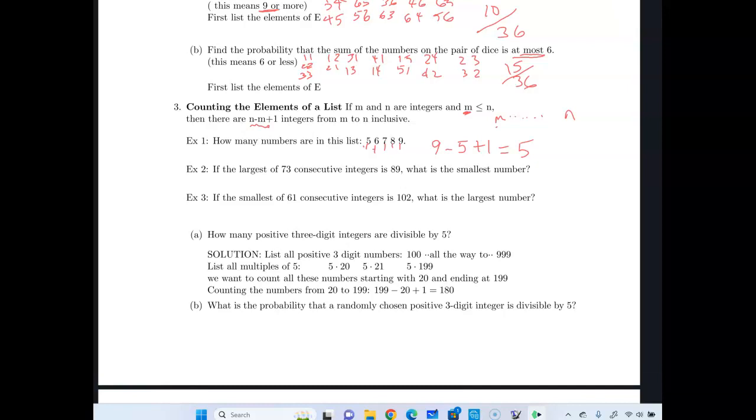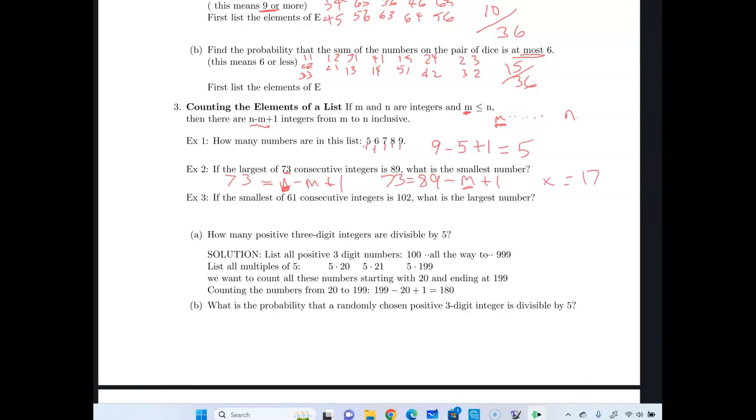If the largest of 73 consecutive integers is 89, what that means is that 73 is N minus M plus 1, right? We know the largest of the 73 is 89, so N is 89. I'm going slow so you understand what I'm doing. So 89 minus M plus 1, and M is what I'm trying to find. That's the smallest number, because I've got the list from M to N. If I solve that, that gives me M equal to 17.